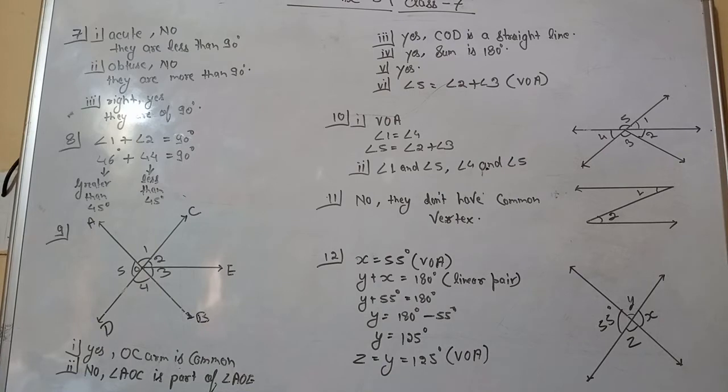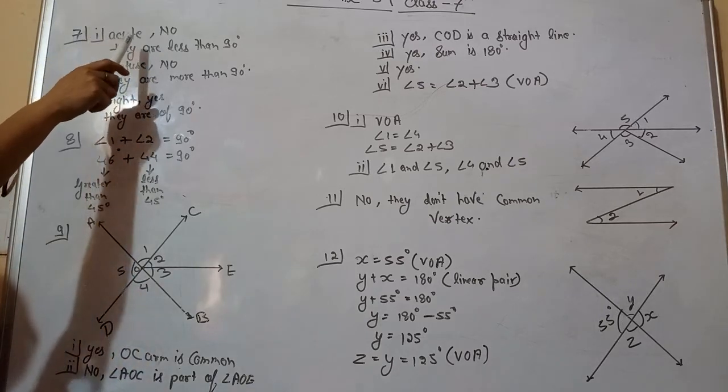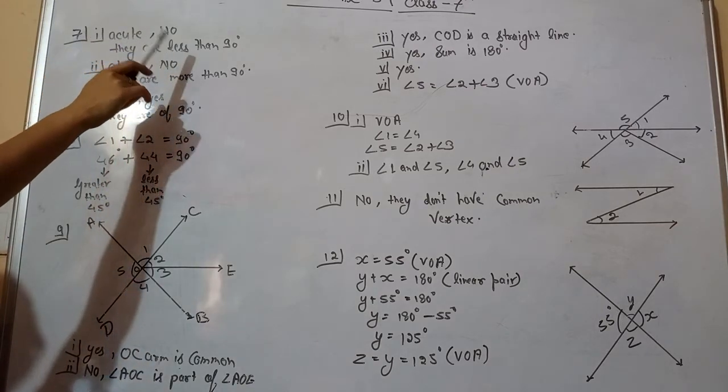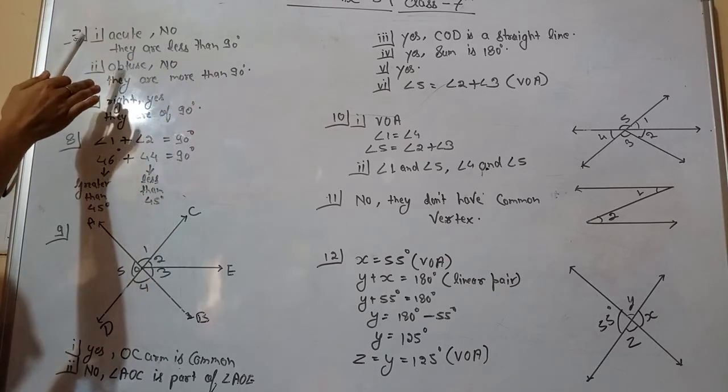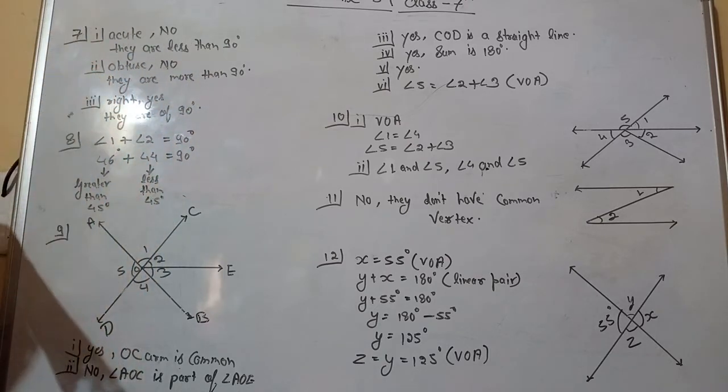Here it is written, can two angles be supplementary if both of them are acute, obtuse, or right? Okay, so see here what is given. Supplementary means the sum of both the angles should be 180 degrees. So in case of acute, no, two acute angles cannot be supplementary because they are less than 90 degrees, and when we add a less than 90 degree angle 2 times, we will not get 180 degrees.